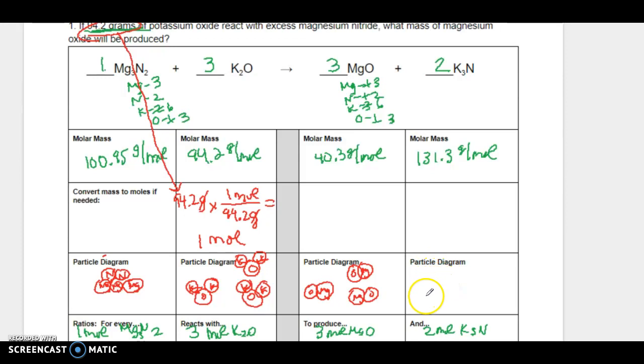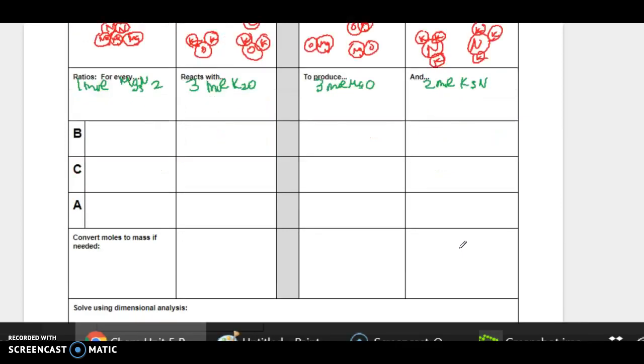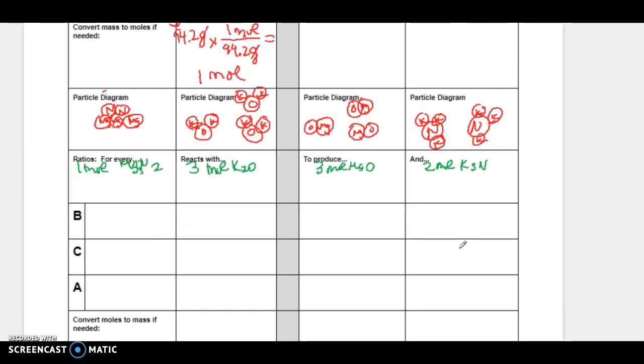Okay, and then I have 2 K3Ns. 1, 2, 3, and I have 2 of these. Okay? All right, good so far? Okay, let's see if I can scroll this down without messing it up. Okay, let's try here. Okay, all right.